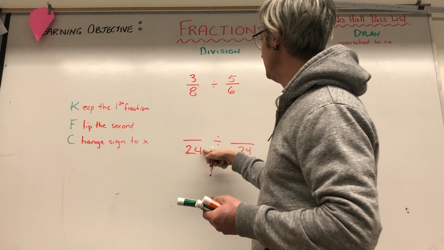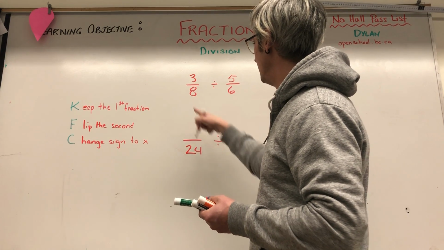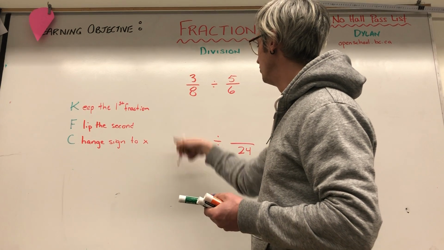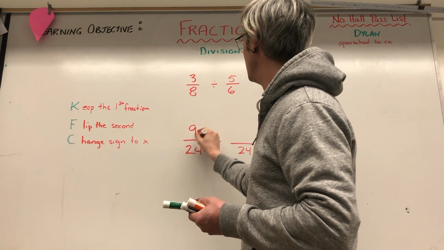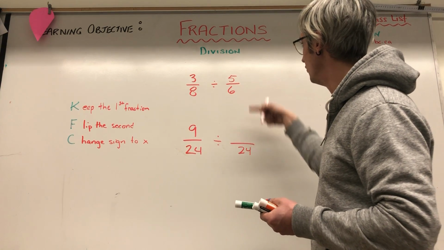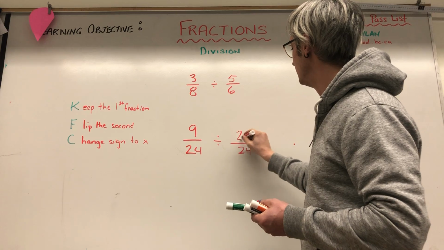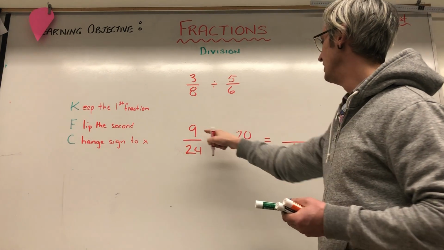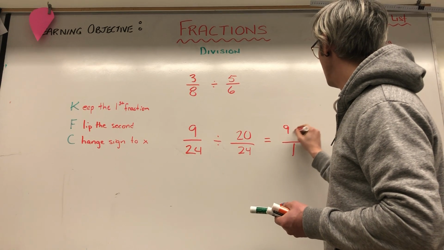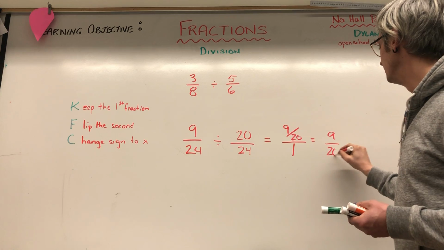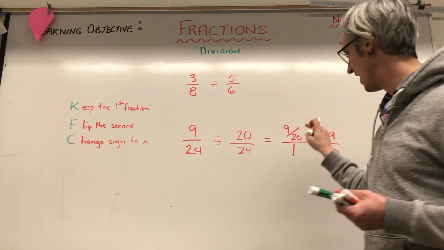And 8 goes into 24 3 times. So 8 times 3 makes 24, so 3 times 3 makes 9. 6 goes into 24 4 times, so 6 times 4 makes 24. So 5 times 4 makes 20. And then 24 divided by 24 is 1. 9 divided by 20 is 9 over 20, which I can just write as 9 over 20, because any number divided by 1 is that number.